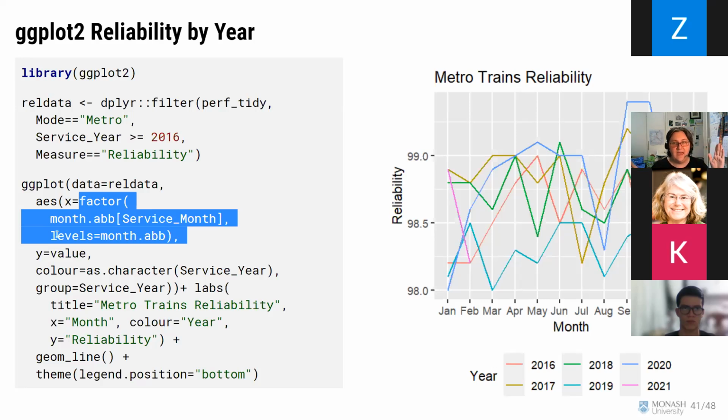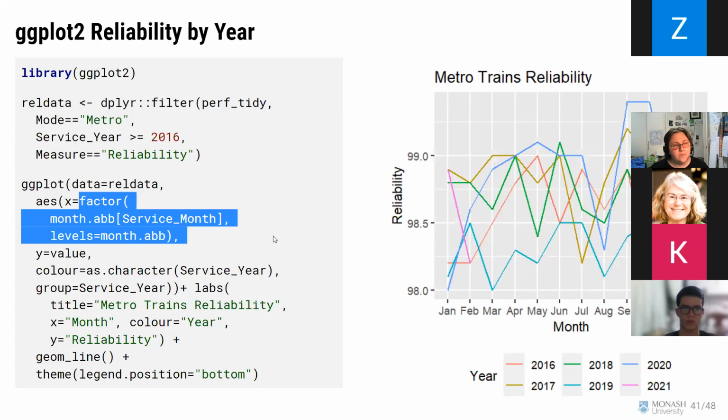Yes, Mohammed, month.abb is inbuilt. Sorry, I didn't make that clear. Yes, that's built in. I'd never used it until I made these graphs. So does that help to explain?